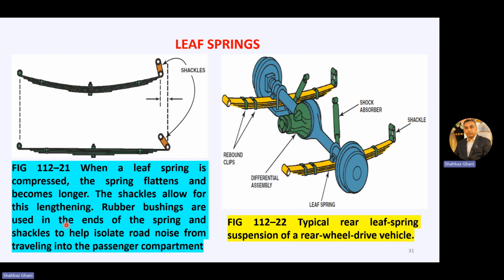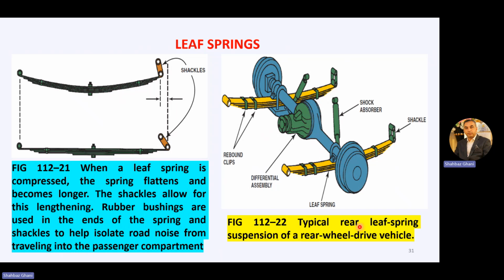Rubber bushings are used at the end of a spring and in shackles to help isolate road noises from traveling into the passenger compartment. So rubber bushings are there in the shackles to keep noise and vibration from reaching the vehicle passenger compartment. So this is the normal position of this leaf spring. When it is flattened, it is lengthened, and that lengthened distance is catered for with the help of this shackle, which is attached to your frame.